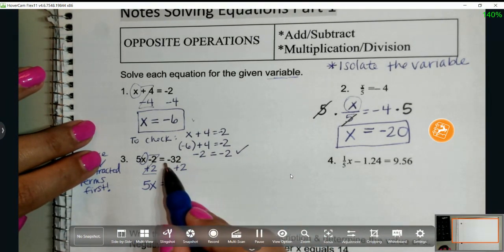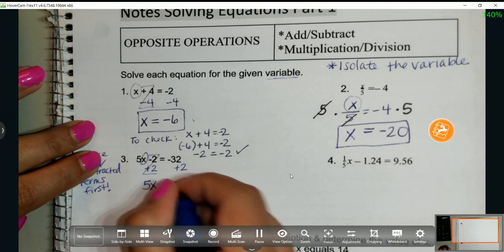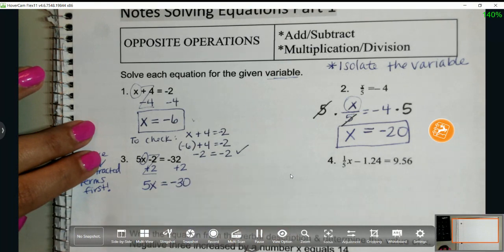Checking this guy in the calculator, -32 plus 2. That is a -30.